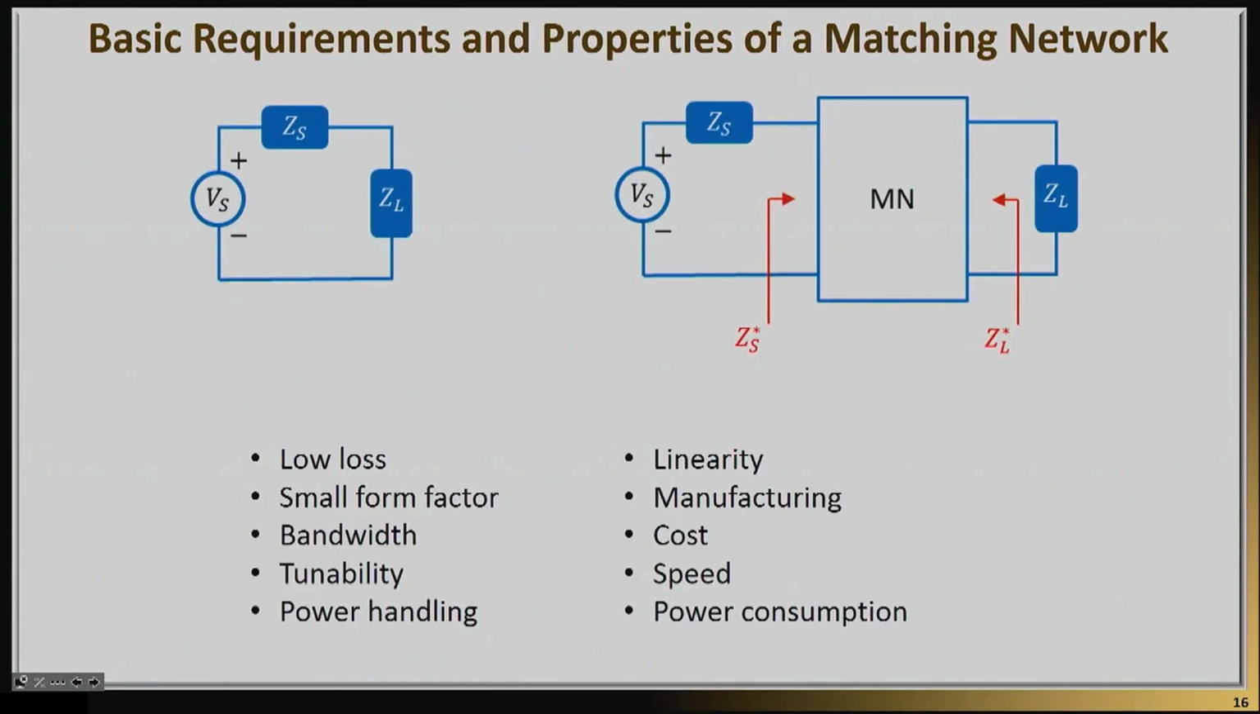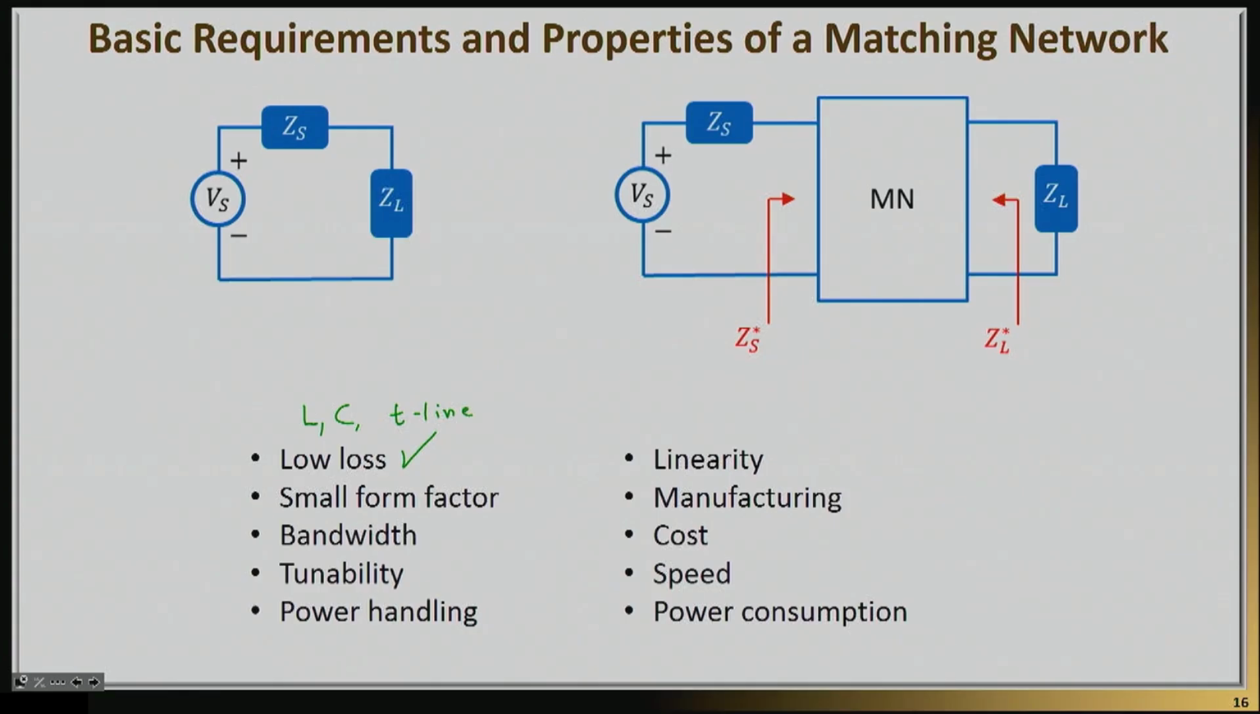Now, what are the main requirements when you design a matching network? I have listed a few here, and I'm going to discuss some of them. Probably the most important requirement that most people think about immediately is that it must have low loss. Because if you end up consuming 80% of your power in the matching network, even if you achieve perfect matching, it's pretty useless. However, low loss often means reactances only or transmission lines.